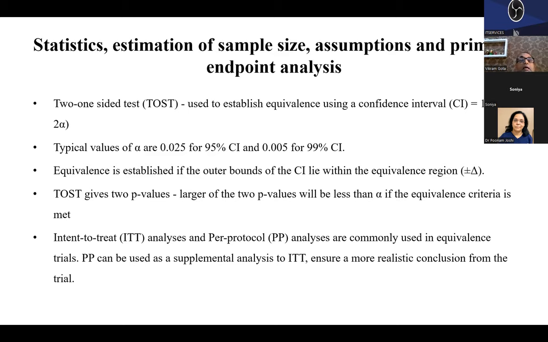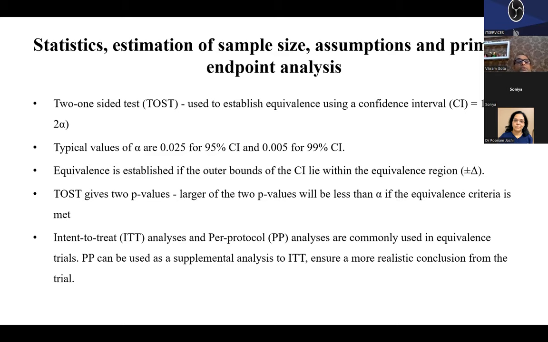Why 0.025? Because you are going to use 0.025, that is 2.5%, on the right-hand side and 2.5% on the left-hand side. Together, you are spending about 5% of alpha. That will give you a 95% confidence interval. This is something you should remember when you are doing an equivalence trial. Whatever is the total alpha that you want, let's say you want to do the clinical trial at a 5% alpha, that 5% will be split equally for the 2 one-sided tests. So you'll have 2.5% for the right side analysis and 2.5% for the left side analysis.